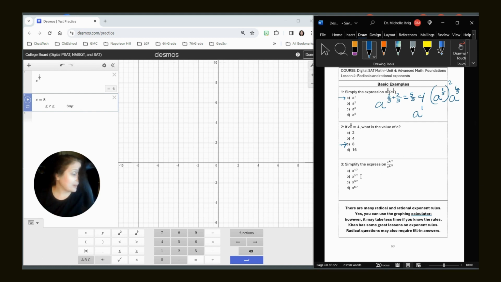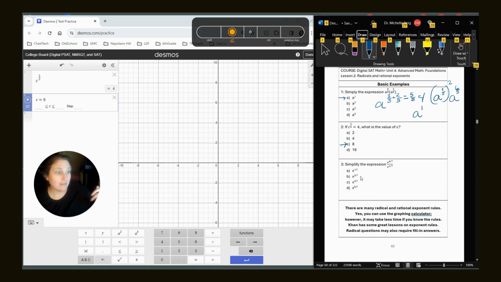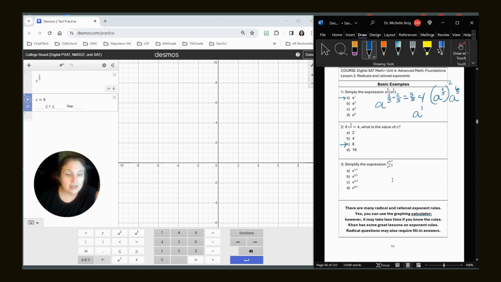I have a cat. Her name is Orion, and I thought I had her distracted, but now we get to have cat in the picture. All right, let's look at the next one.